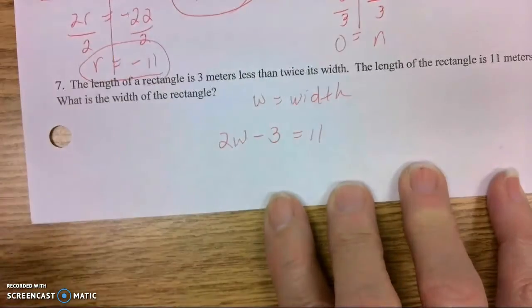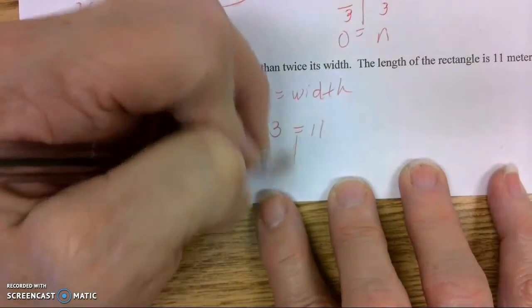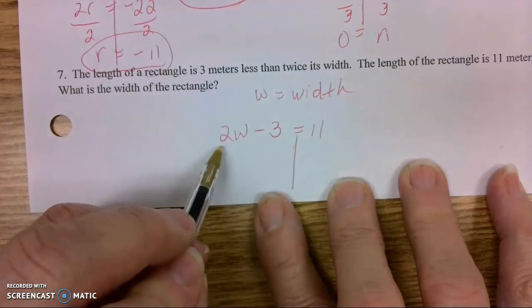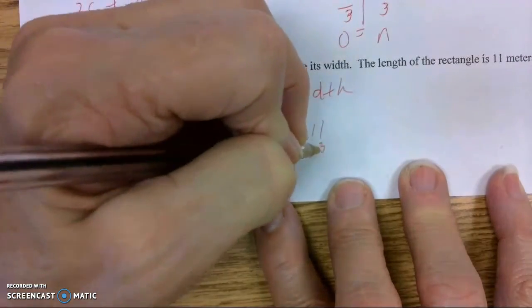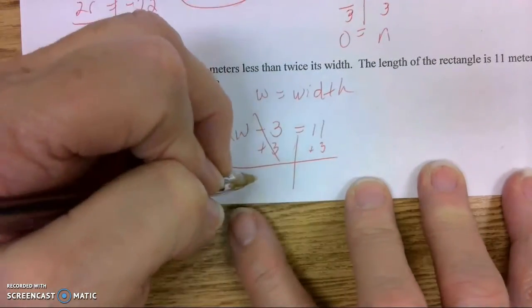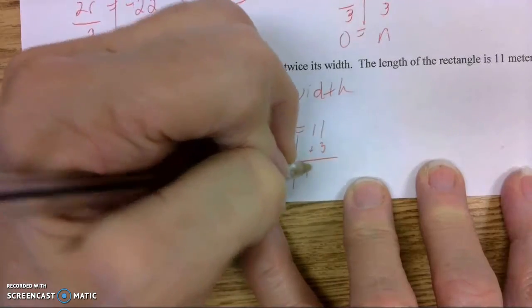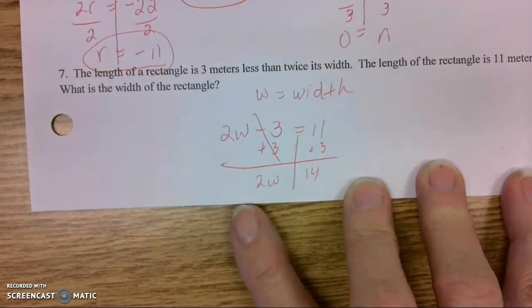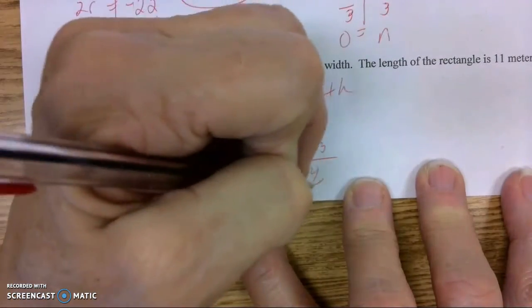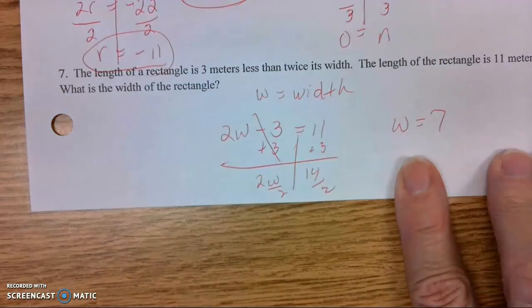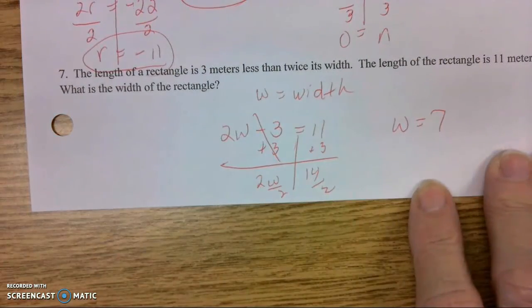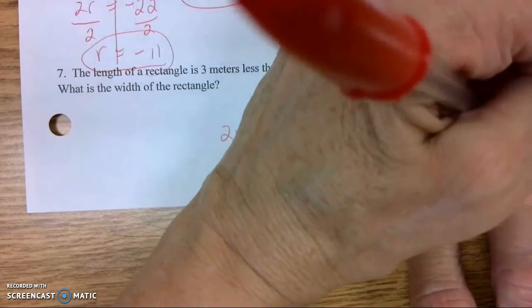Now I can go through and just solve the equation. Subtraction and multiplication. So I'm going to add 3 to both sides. Leaves me with 2W and 14. I'm going to divide both sides by 2. W equals 7. So the width of my rectangle is 7 meters.